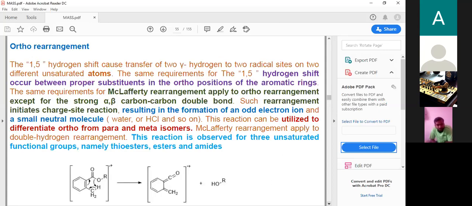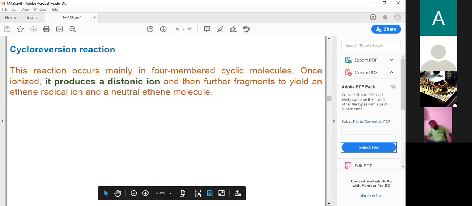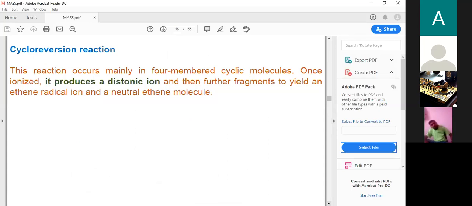Next one is the ortho rearrangement. In ortho rearrangement, it is similar to the McLafferty rearrangement, but it happens from the ortho position. You can see that in this molecule, one of the hydrogens migrates to here, and you have the ortho rearrangement. Next one is the cyclo inversion reaction. Cyclo inversion reaction mainly occurs in 4-member cyclic molecules. That is how this fragmentation happens.